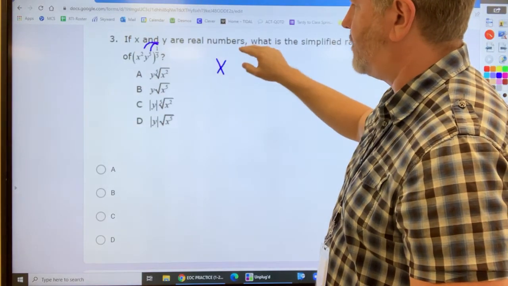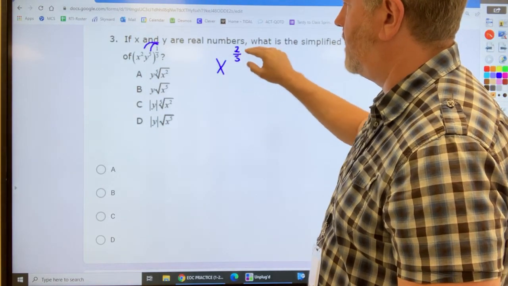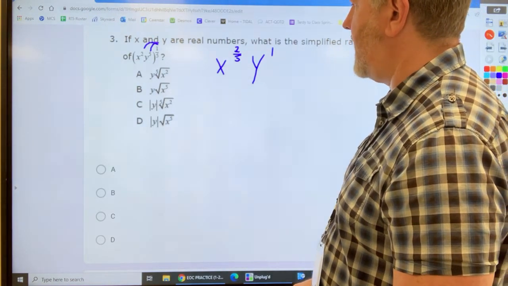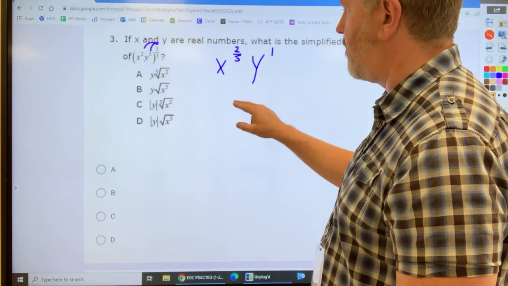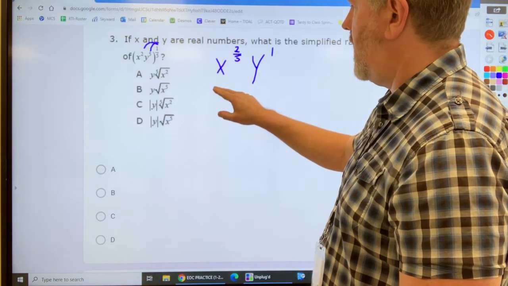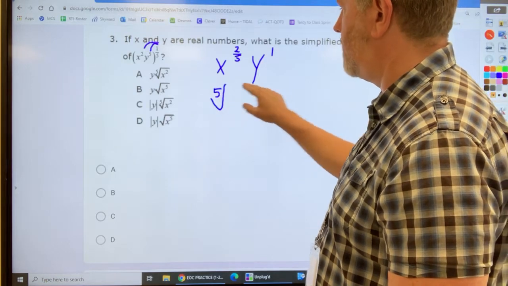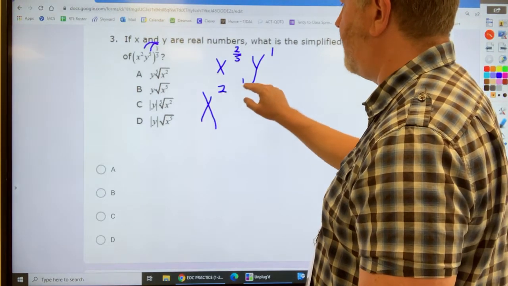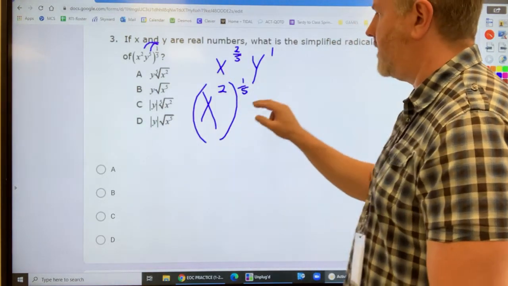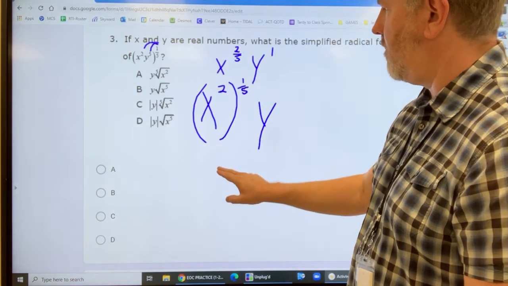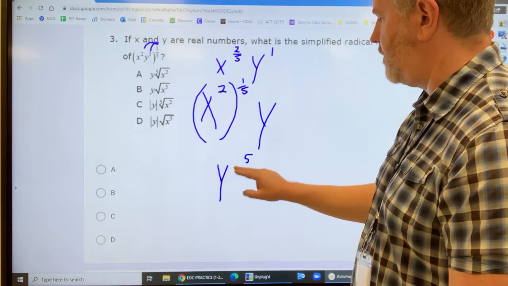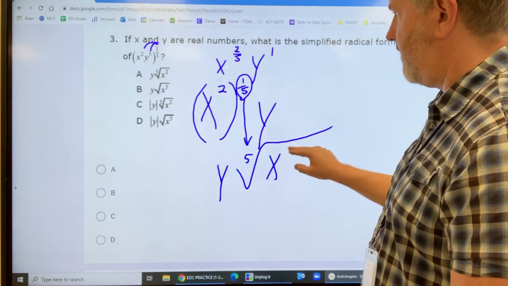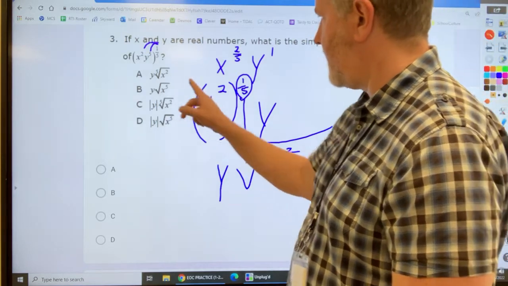I'm going to see where that gets me. X to the 2/5, y to the 1. All right, so I'm already thinking that 2/5 could be broken up into the 5th root of x. Now, I won't go that far yet. Hold on. X squared to the 1/5 power. I'm just splitting up that 2/5 times y. I'm going to turn that 1/5 into a 5th root. That 1/5 is turning into this 5th root right here of x squared. And let's see if that answer is A.